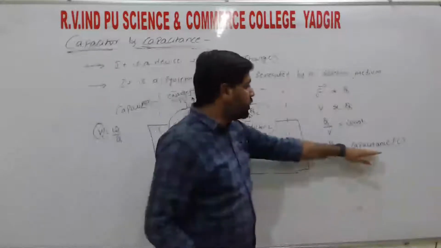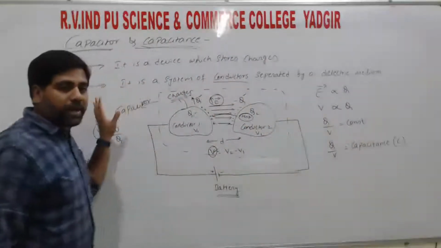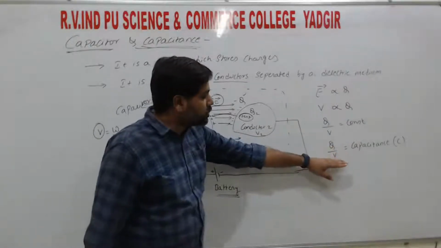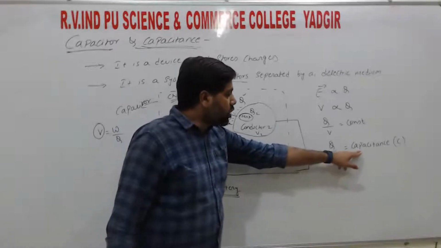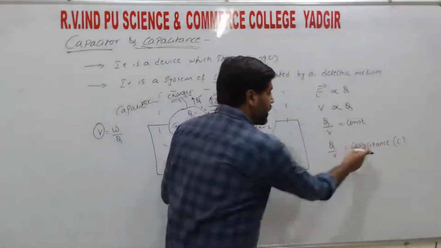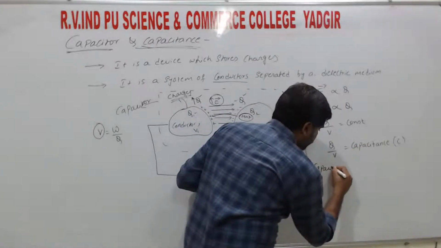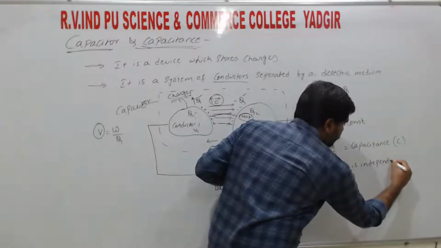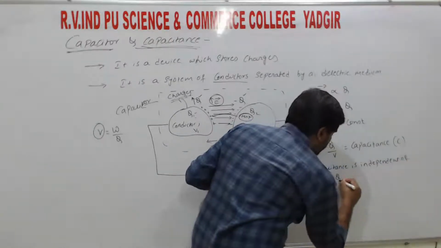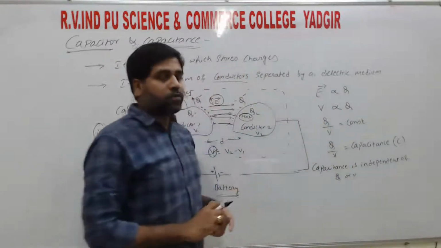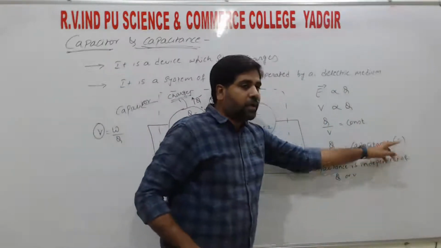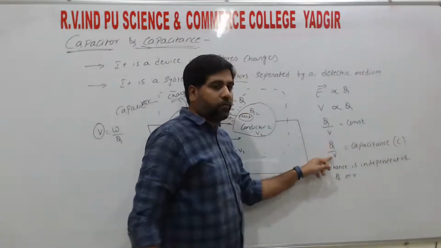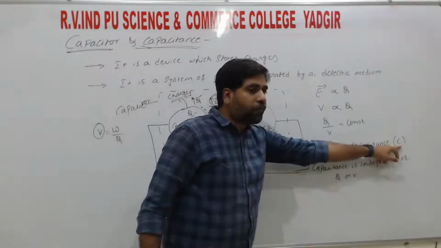So capacitance is an inner property of the capacitor, and it is defined as the ratio of charge per unit volt. It is the ratio of the charge to the voltage, right? So that constant we call capacitance, and this capacitance is independent of Q or V, right? So the value of C is independent of these two values. Here C is not related to Q and V.